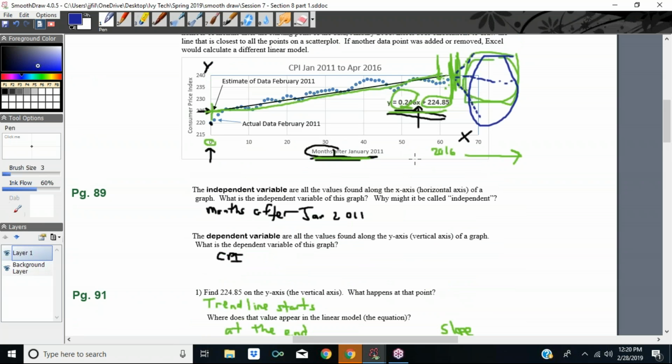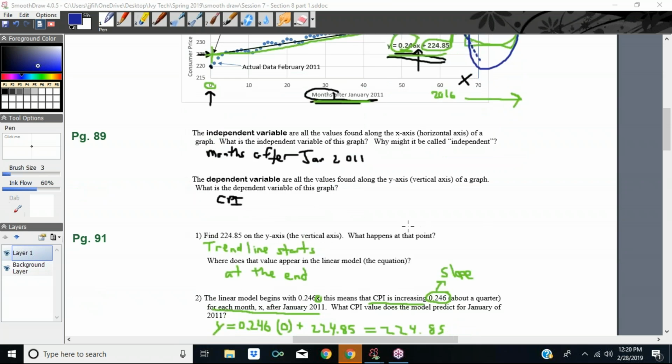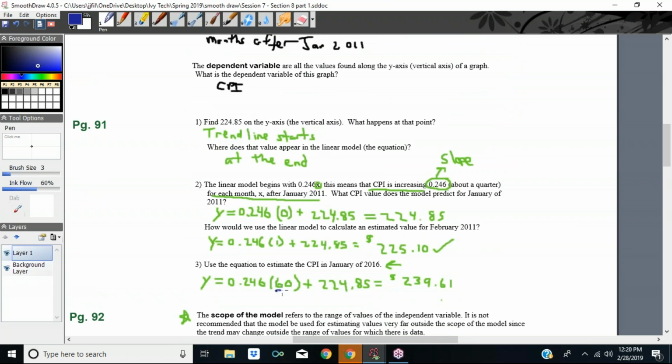And so, I was looking at the question in the chat box, and someone said, why do we use 60 months on that number 3 instead of 59? Or, why is this a 60 right here?